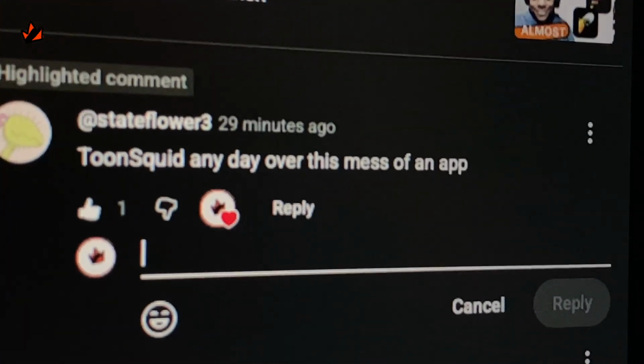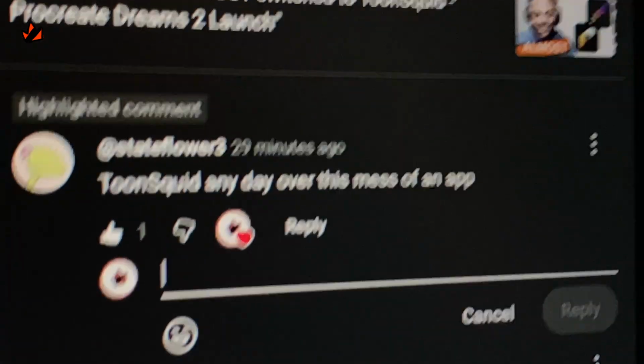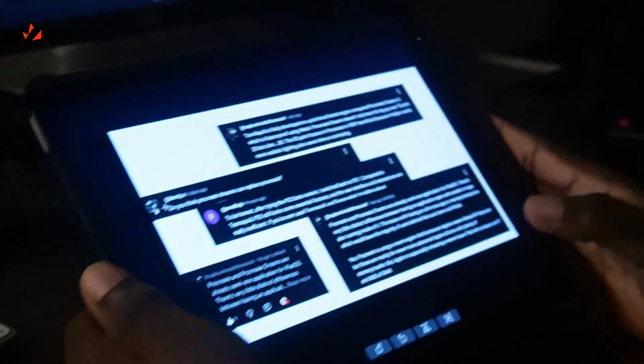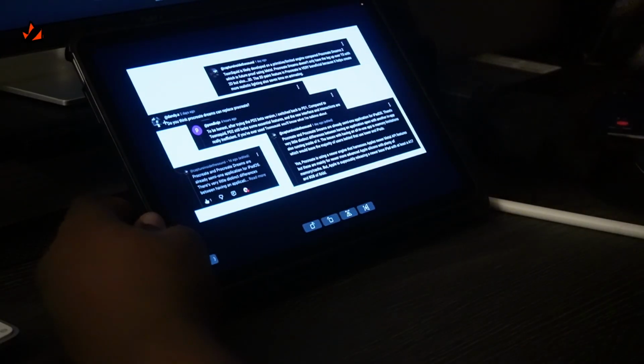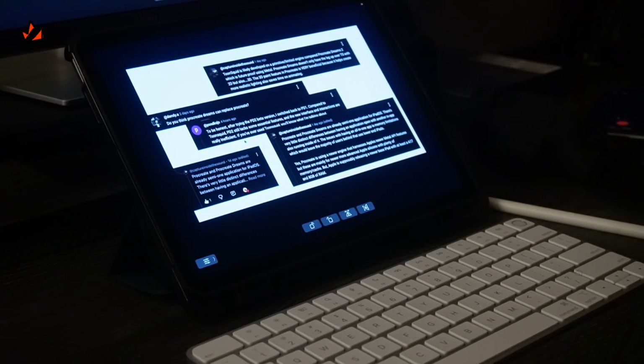"ToonSquid any day over this mess of an application." Now that's something. That is something. A few moments later, this. This right here is all of the comments you guys sent me. It's some opinion about Procreate Dreams or ToonSquid, and I'm actually gonna reply to all of them.